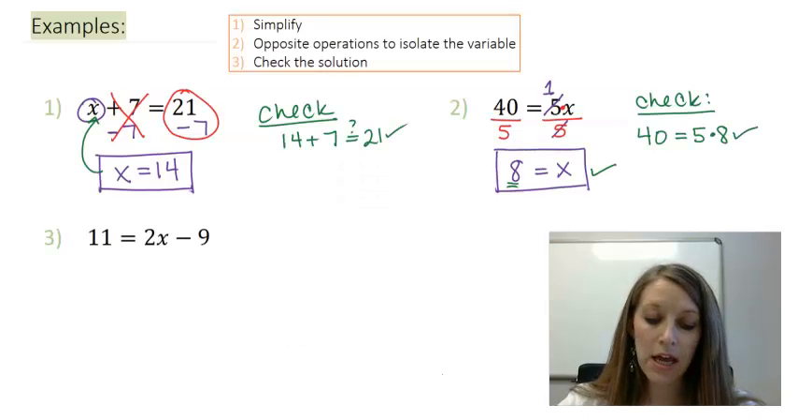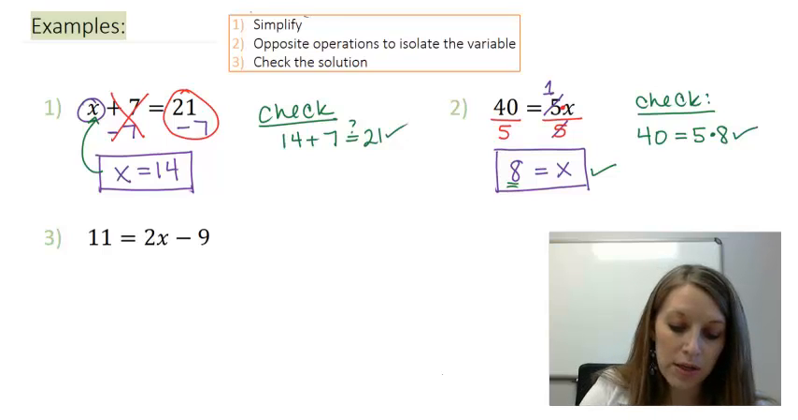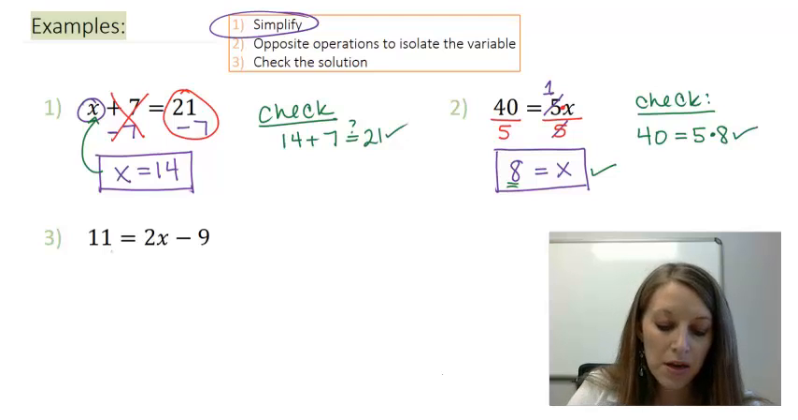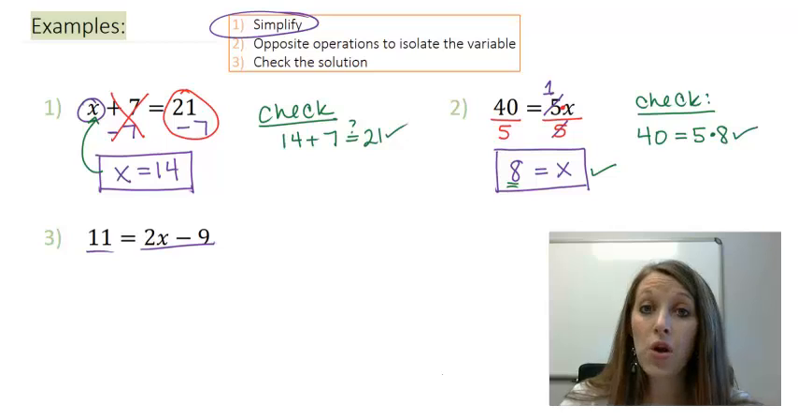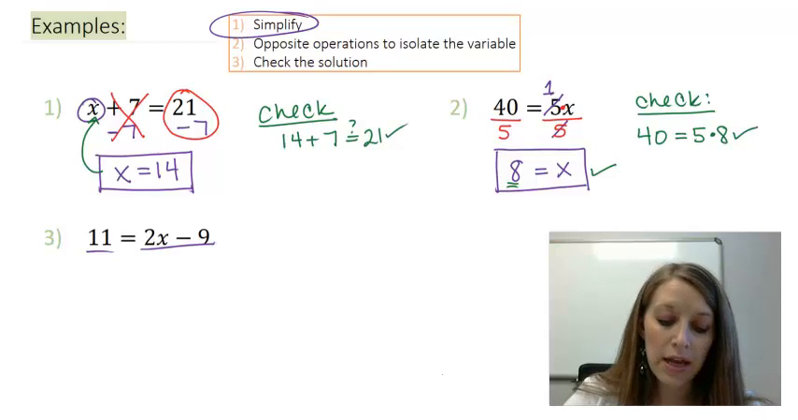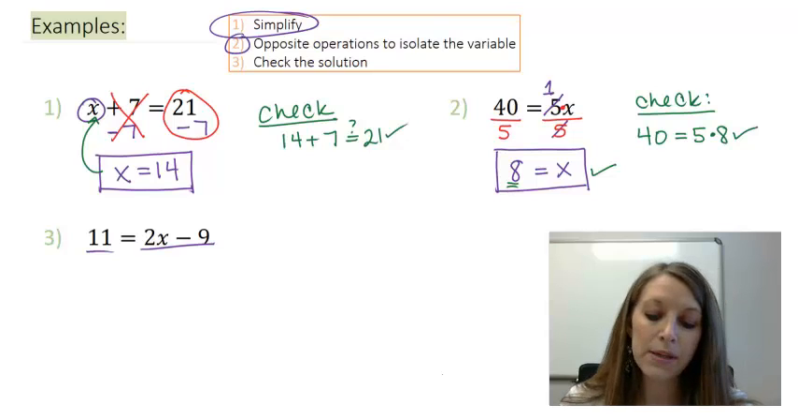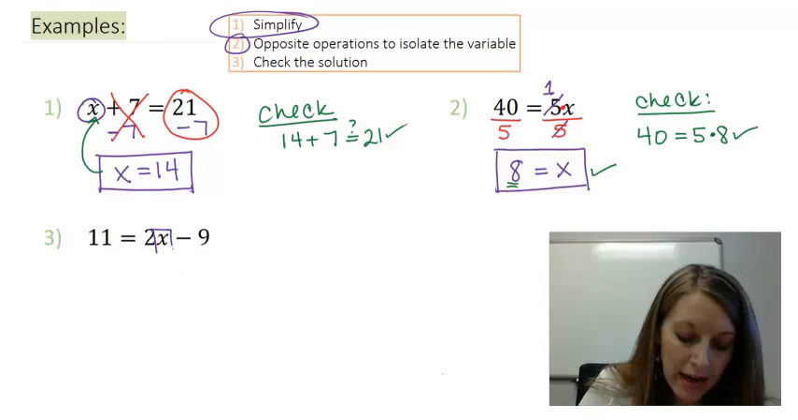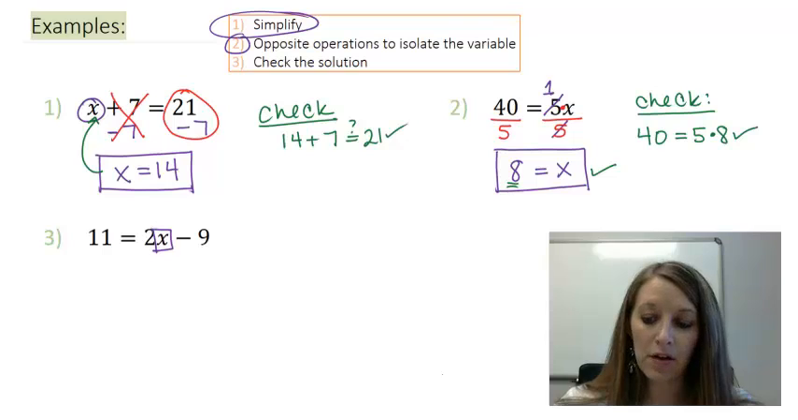Following our checklist, again, the first thing that we want to do is to simplify each side of the equation individually. Nothing I can do on the left and nothing I can do on the right because I do not have any like terms. So what I need to do then is start performing opposite operations to isolate my variable. Again, my goal here is to get this x completely isolated by itself.